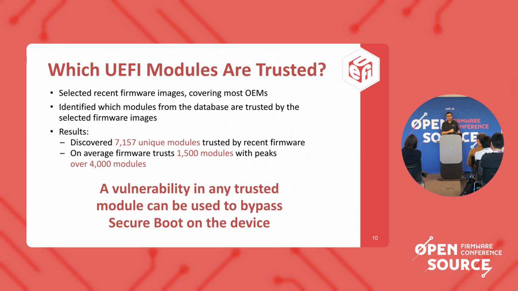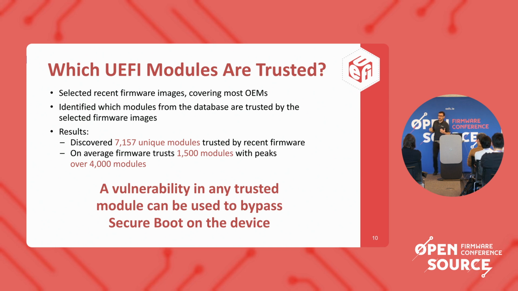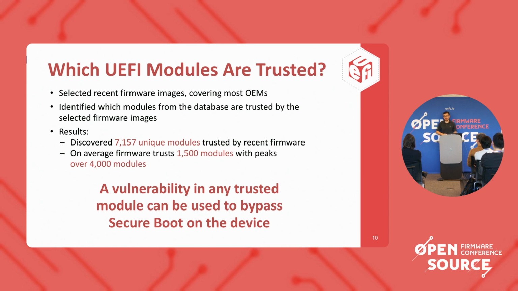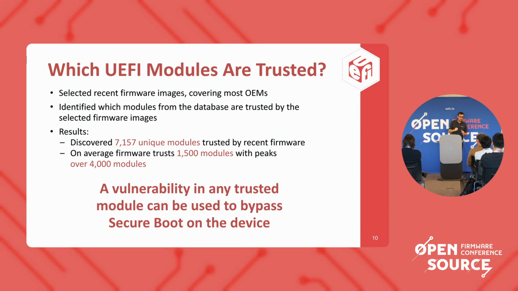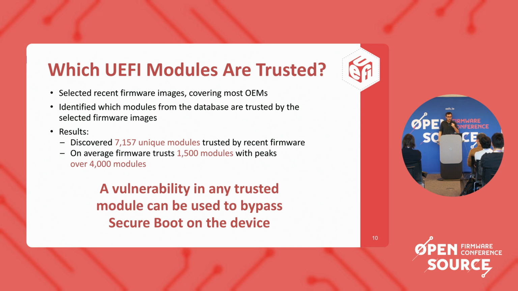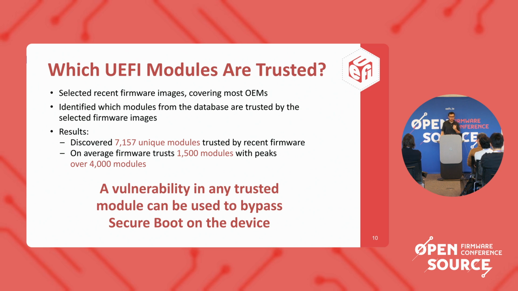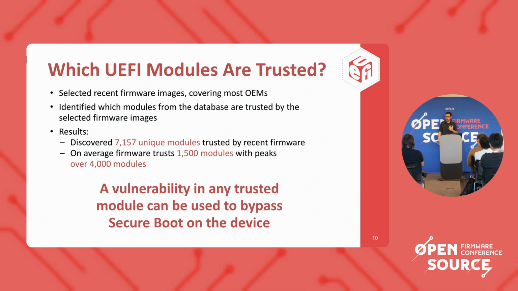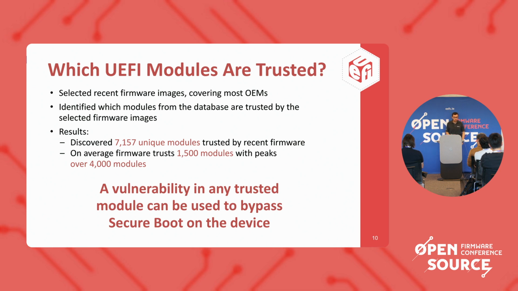What we discovered is more than 7,000 unique modules which are trusted by recent firmware and which will pass secure boot verification on some of the recent hardware and recent devices. Now, this might seem a small number in comparison to the 10 million that we have in the database, but keep in mind that a vulnerability in any of these trusted modules can be used to bypass secure boot on the device, and so can be used to break the chain of trust.